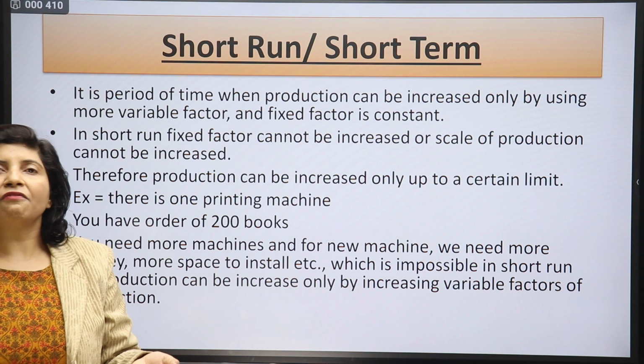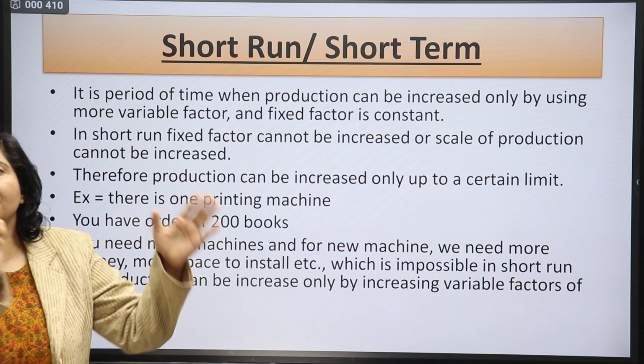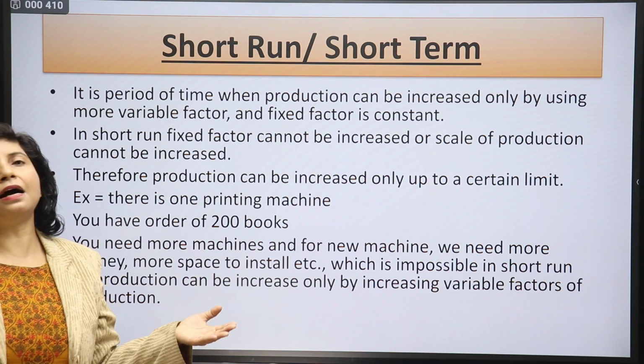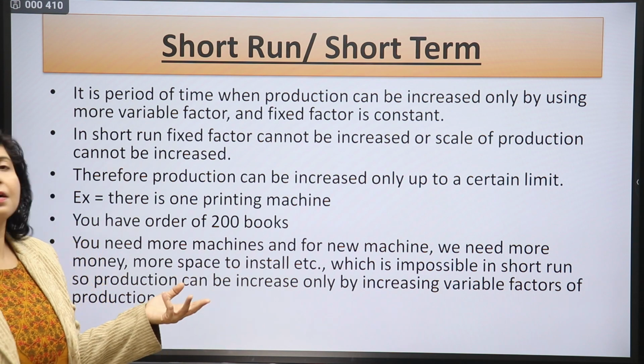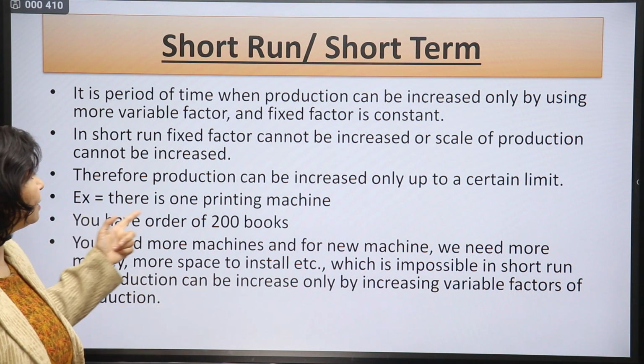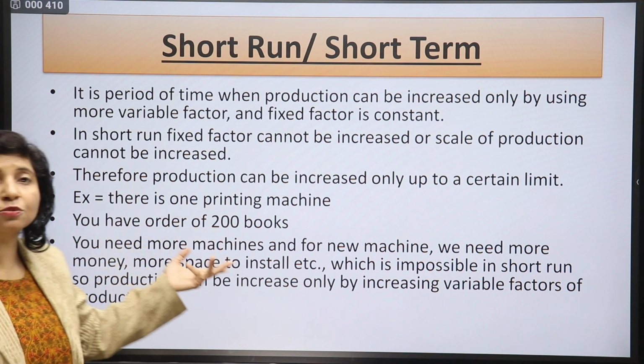So what will we do? We will return that order. We will just say that we can't print these books in 1 week of time, 1000 books or maybe 800 books. We can't accept this order. So we won't be accepting that order. For example, there is one printing machine, you have an order of 200 books and you can't print more than that.